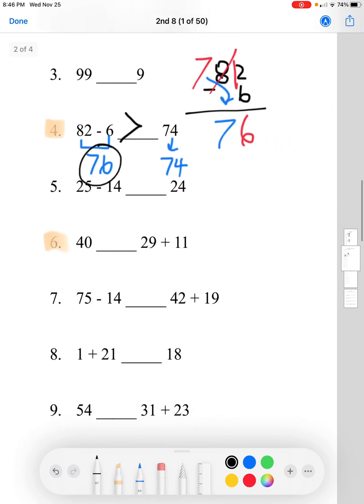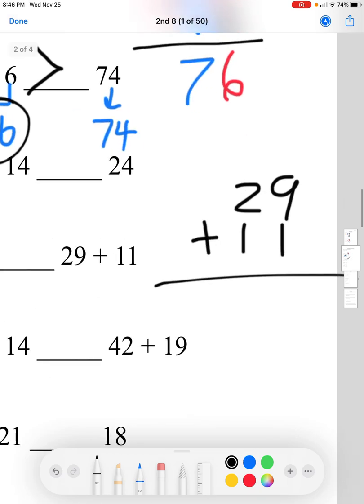And let's move on to number 6. We have 40, and we're going to compare it to 29 plus 11. We'll rewrite the question, 29 plus 11. And starting with the ones place, 9 plus 1 equals 10. But since we can't have two digits in a single place value, we'll move this 10 to here. We'll erase that.